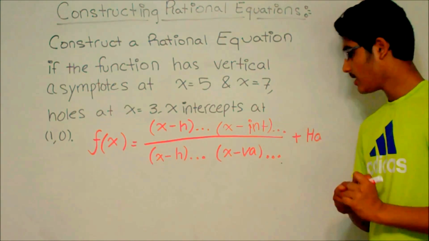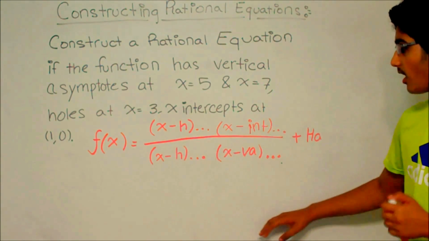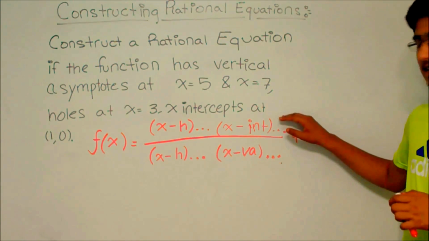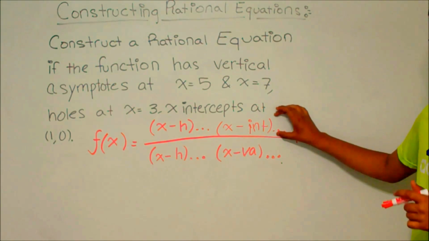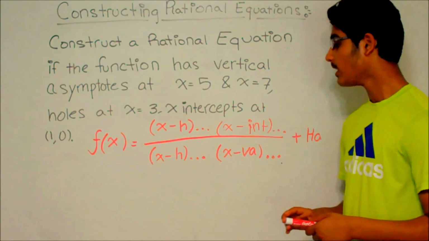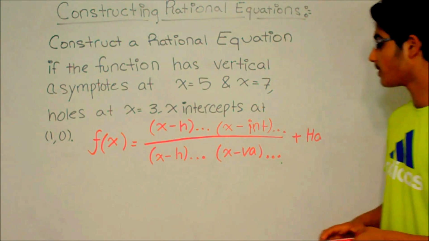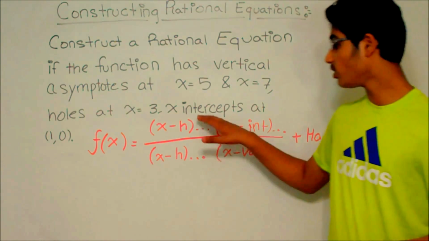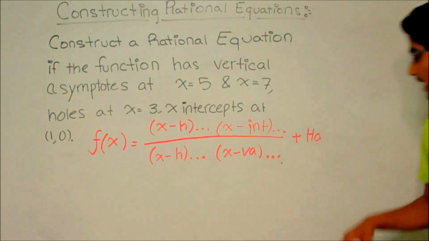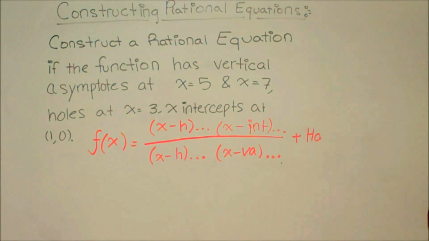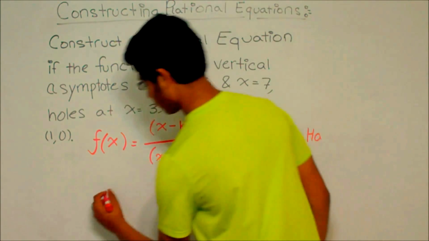So, as we can see, in the numerator, we always have the holes, if there are any holes, times the x-intercept. So in the numerator, the x-intercept only shows up in the numerator. And in the denominator, the vertical asymptote only shows up in the denominator. However, as you can see, the holes show up in both the numerator and the denominator. And at the end, we add our horizontal asymptote. So now let's go in and plug in our numbers.